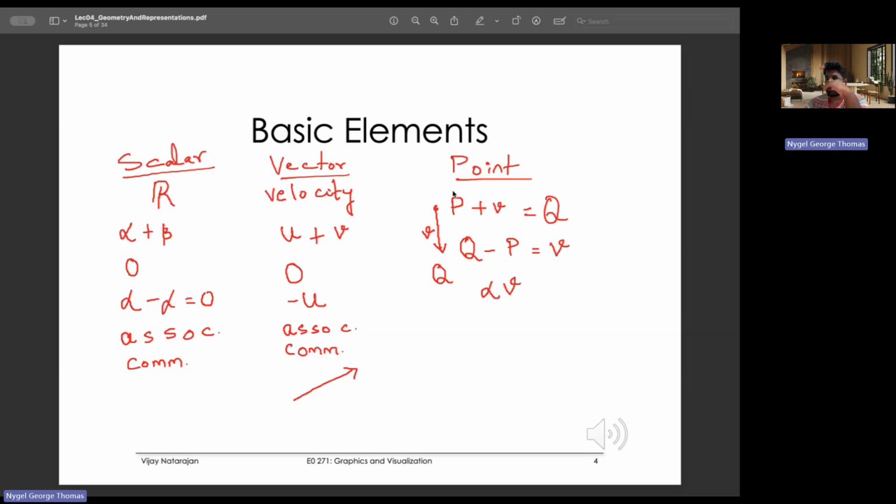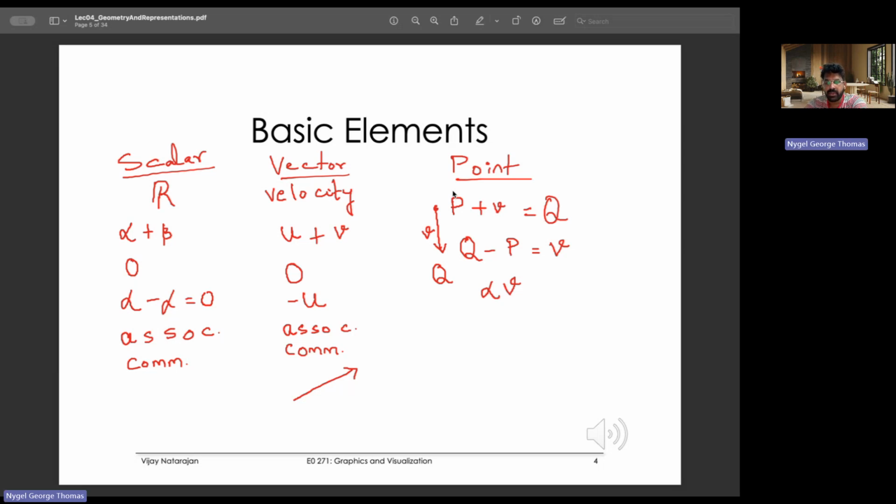We all know what scalars, vectors, and points are, but we'll do a quick recap. Scalars, for the scope of this course, you can look at as real numbers, and they satisfy additivity. Two scalars can be added. There exists an additive identity. Also, there's an additive inverse, like alpha minus alpha will be equal to 0. It also has associative and commutative properties.